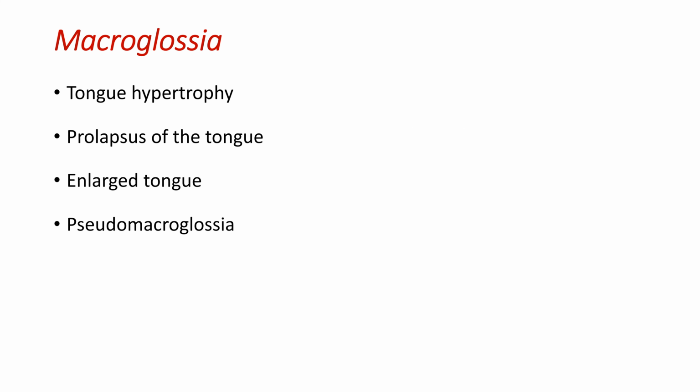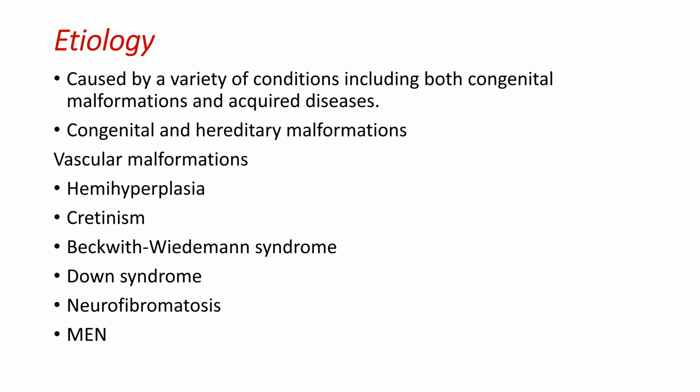The next developmental disturbance of the tongue is macroglossia. The other names for macroglossia are tongue hypertrophy, prolapse of the tongue, enlarged tongue, and pseudomacroglossia. Macroglossia means enlargement of the tongue. There is a large tongue. It may be caused by a wide variety of conditions, including both congenital malformations and acquired conditions.